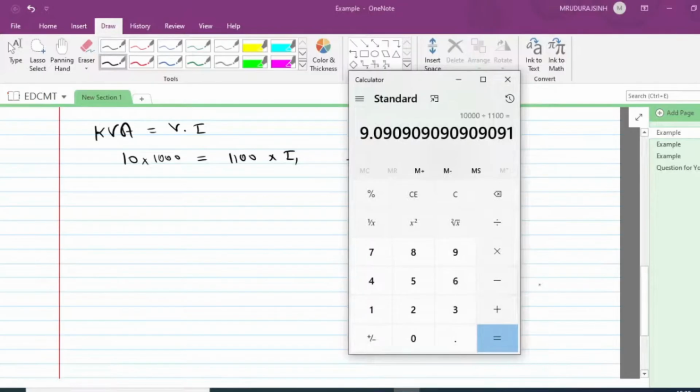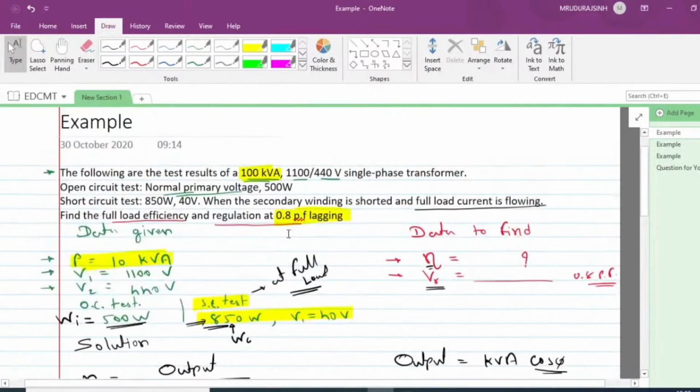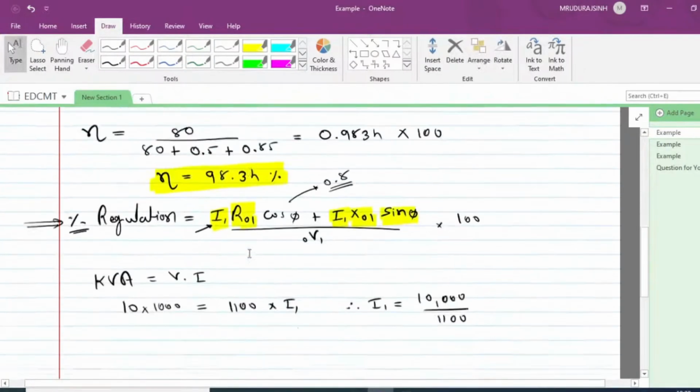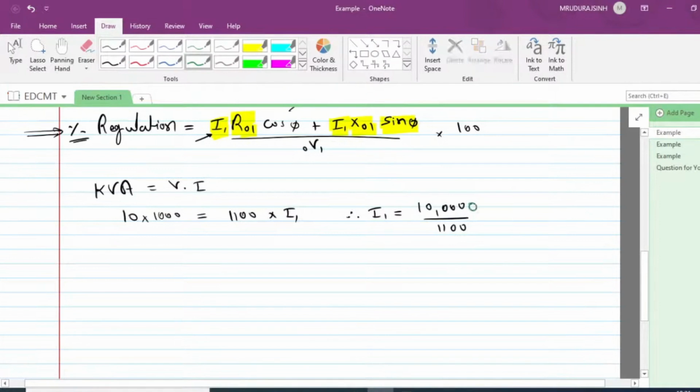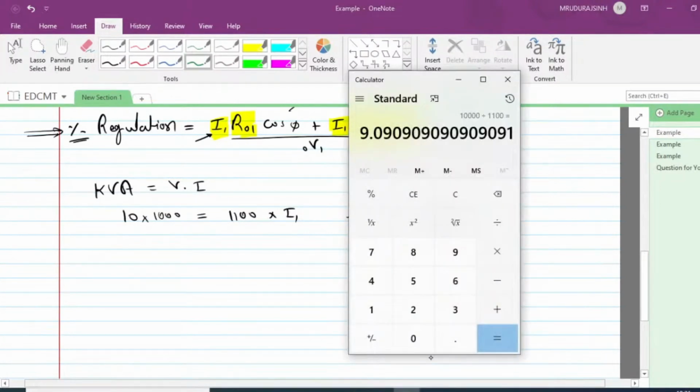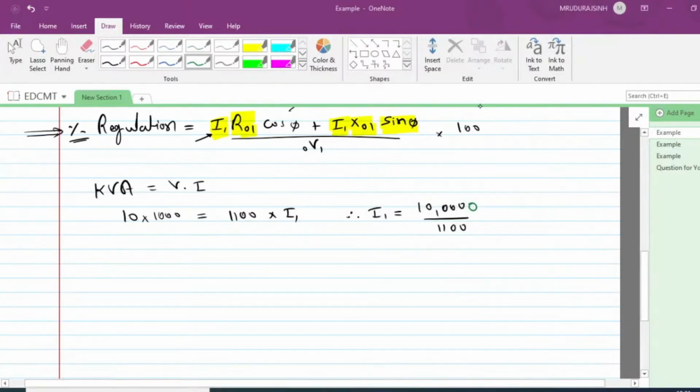It's 9.09, right? So let's go for this. I'm sorry, it's 100 kVA and I have mentioned over here only 10 kVA. So that's a mistake. It's 100 kVA. So over here there will be one more 0, and the decimal point will be shifted to the right. So not 9.09, but we will get 90.9 ampere of current. So that's good.